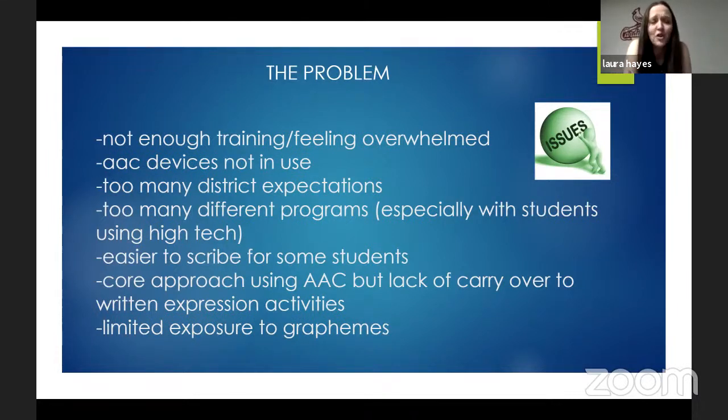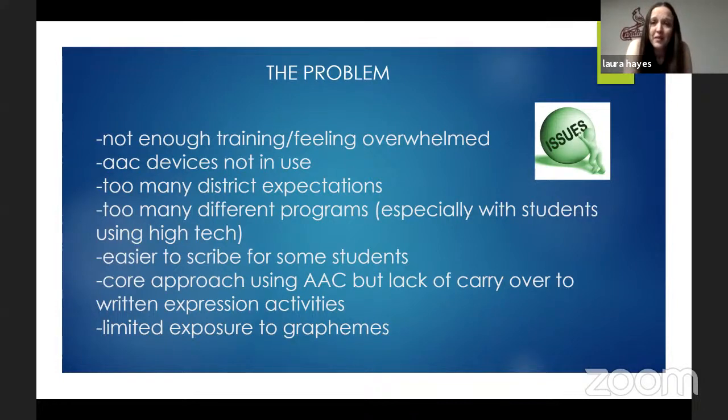I'm hoping a lot of you are nodding at home saying, yes, this is exactly what we see and feel too. So along that approach, we see that they are using a core approach. We have been instilling that in our teams, but we don't always see that carryover to written expression and throughout the day. It might be limited to just a calendar activity or just with speech therapy. We want it to be streamlined across all activities across their day and definitely across home.